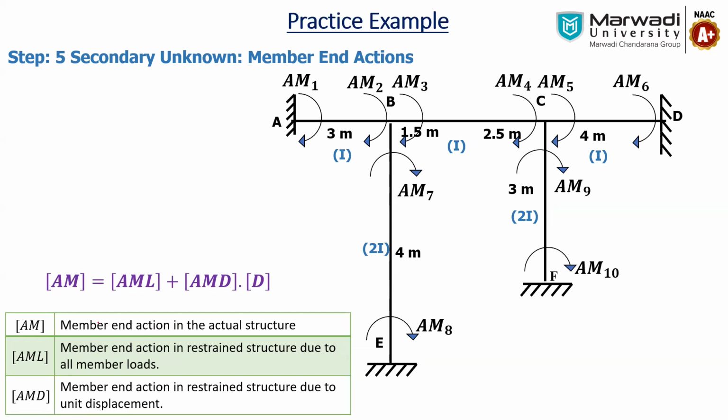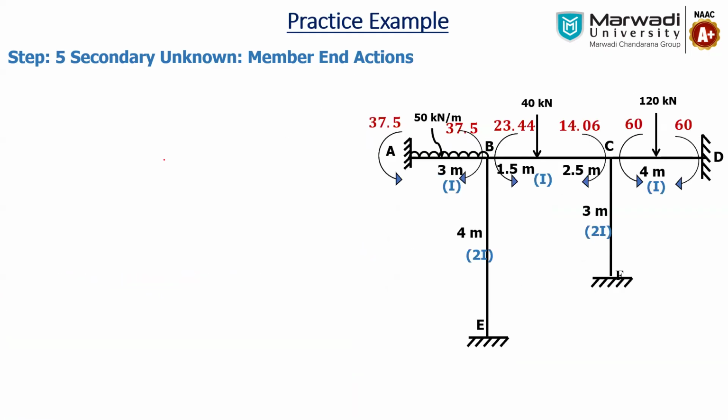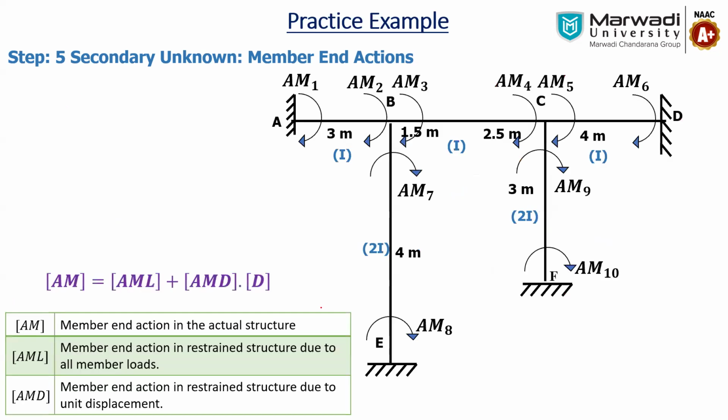In that, AM is the member action which we have to find out. AML is the member action due to the loading, for which we have to consider the figure which we considered for the fixed-end moments, and follow the sign convention of the previous figure. So if we consider each and every moment according to the sign, as we have assumed clockwise as positive, anti-clockwise will be minus. In this sequence, AM1 to AM10, we have to follow it.